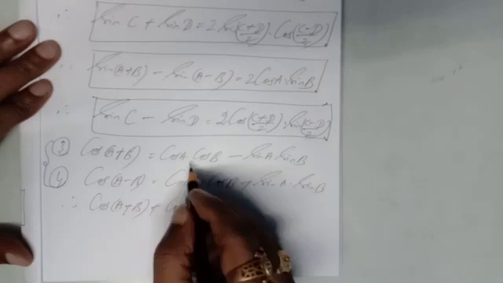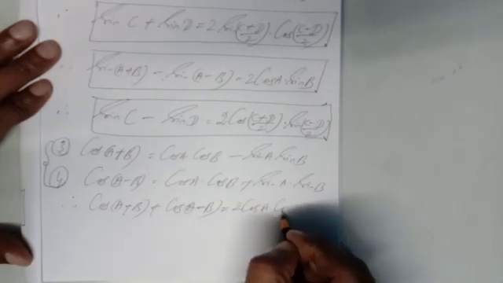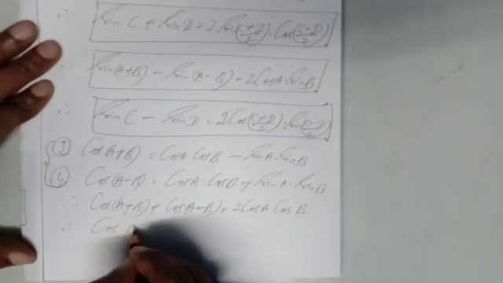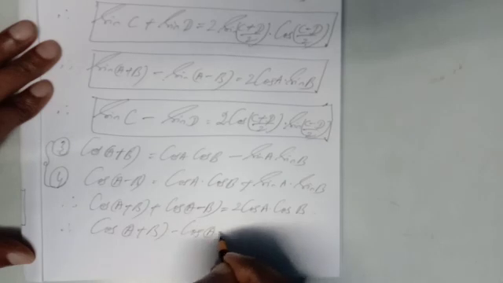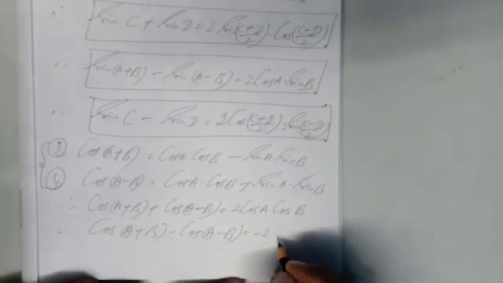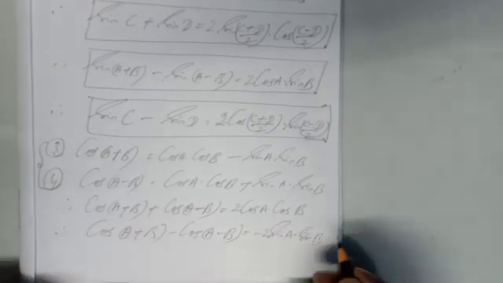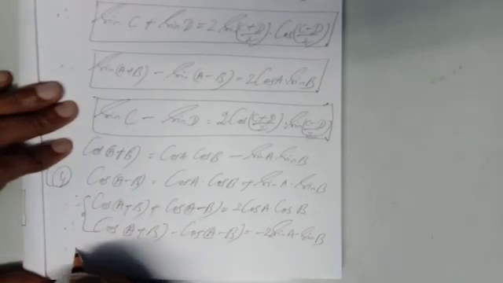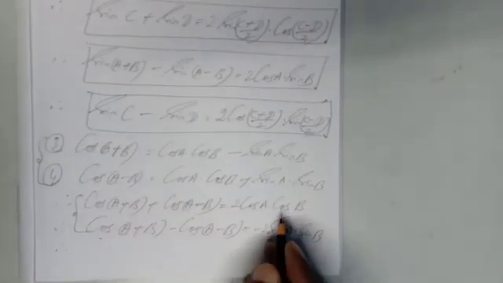The second part will be cancelled out. So this will be cos A into cos B, and you will subtract what you get here, cos(A plus B) minus cos(A minus B). The formula will be minus 2 sin A into sin B. These are two formulas we are getting here. Again, if you subtract, I am getting this one. If you add, you are getting this one.